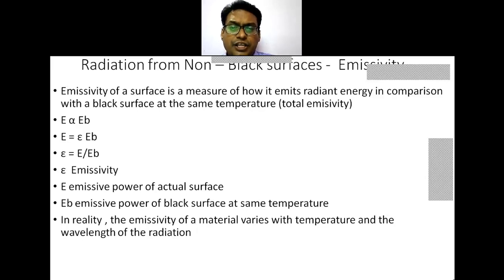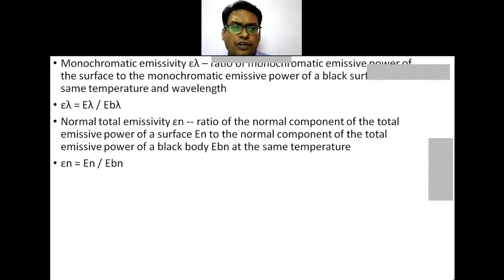In reality, the emissivity of a material varies with temperature and the wavelength of the radiation. So it is a function of temperature and a function of wavelength. When it is a function of wavelength, we call it the monochromatic emissivity, epsilon lambda. That is the ratio of the monochromatic emissive power E lambda of the surface to the monochromatic emissive power of a black surface at the same temperature and at the same wavelength.